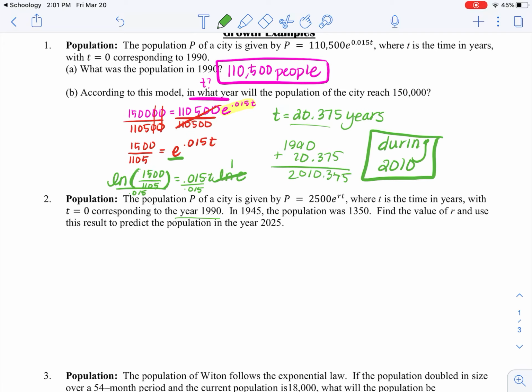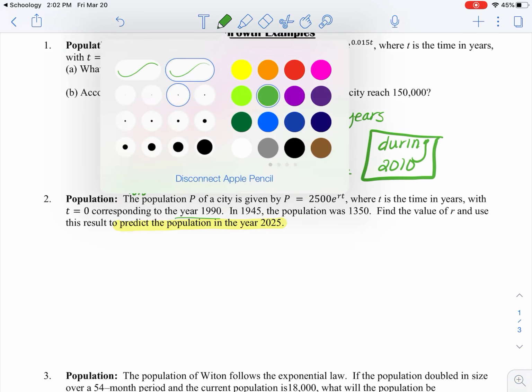Okay, so for this problem and pretty much every problem after this, you have to realize that you're always going to be missing something and you need it to answer a follow-up question. So what I'm always going to do is highlight the follow-up question so I realize that I'm not using that information until I find the missing value. This one tells me find the value of R. We're going to stop telling you what you're missing and you're going to have to figure it out yourself very shortly. Use this result to predict the population. So we are predicting the population in 2025. So that's the follow-up question.